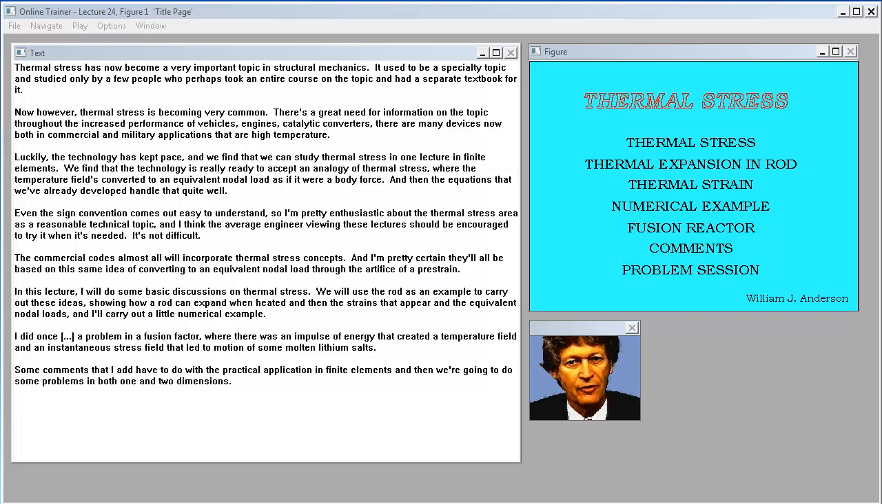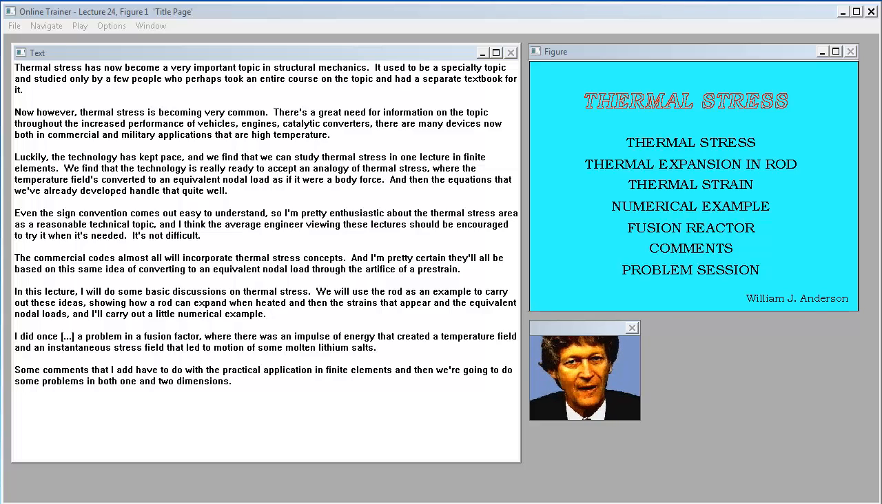There's a great need for information on the topic through the increased performance of vehicles, engines, catalytic converters. There are many devices now, both in commercial and military applications, that are high temperature. Luckily, the technology has kept pace, and we find that we can study thermal stress in one lecture in finite elements.